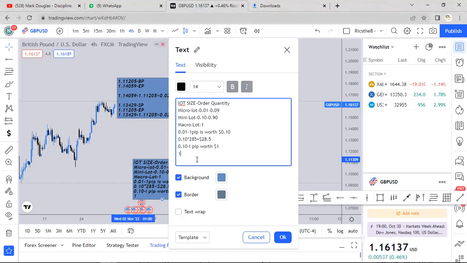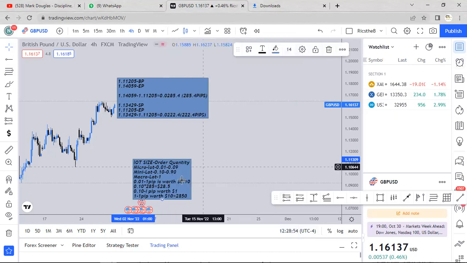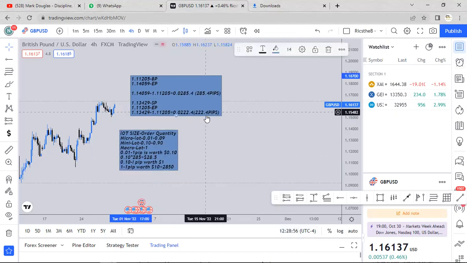Again, the same thing applies to a macro lot that begins from 1. This simply means 1 pip is worth $10. Again, from the same movement, this simply means you get to profit $2,850 from the same move, and that's how you get to measure the market movement and also get to profit from the market.